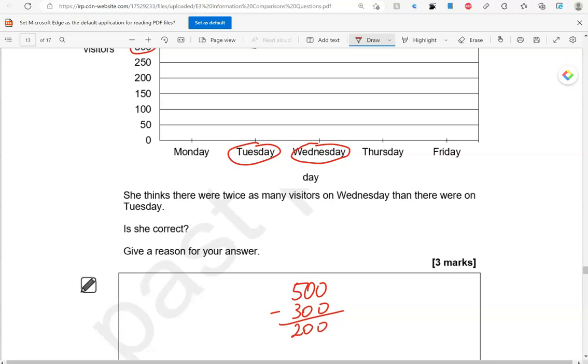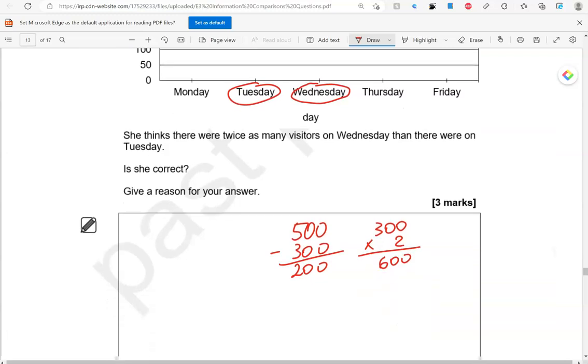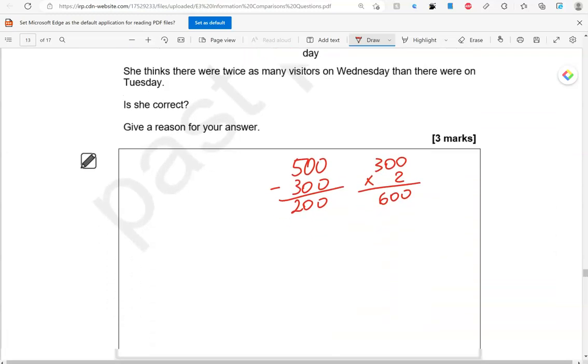Or what we can do is 300 times 2, which gives us 600. But in fact this was 500 for Wednesday. So is she correct? We're going to say no.